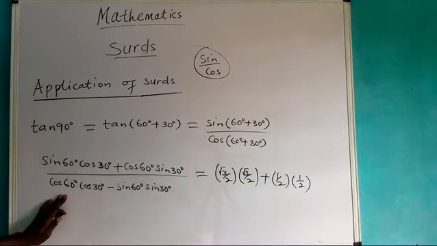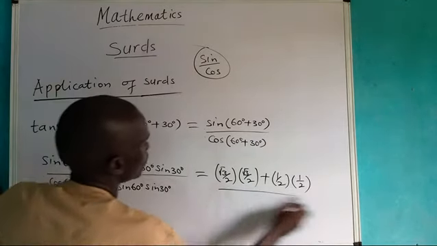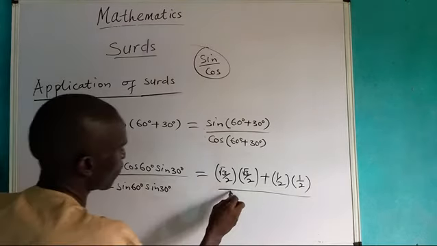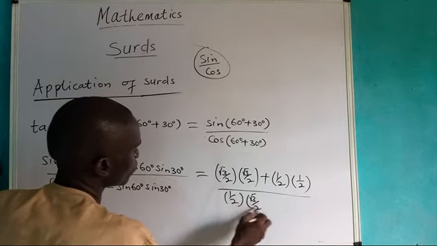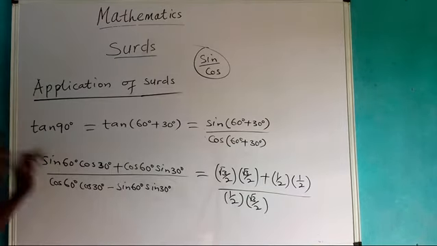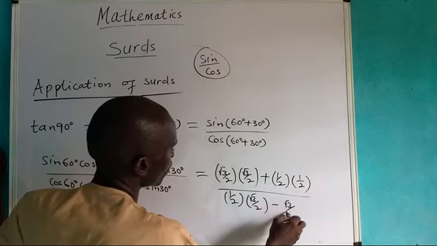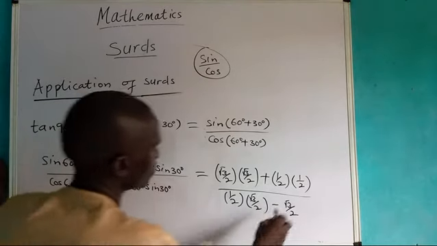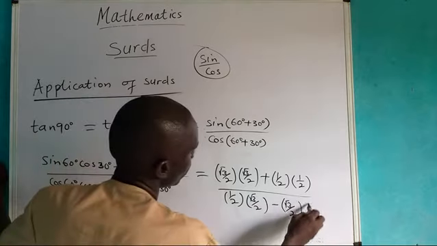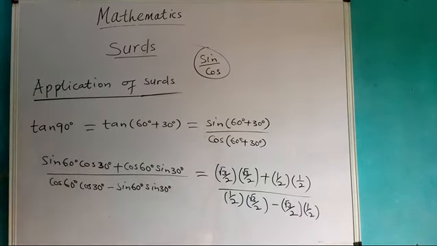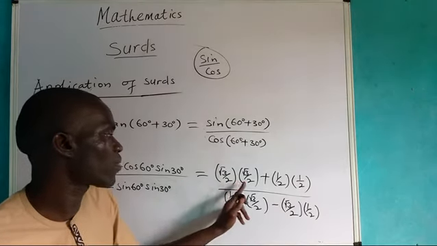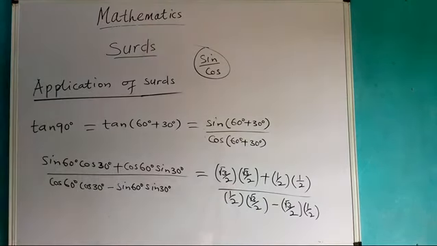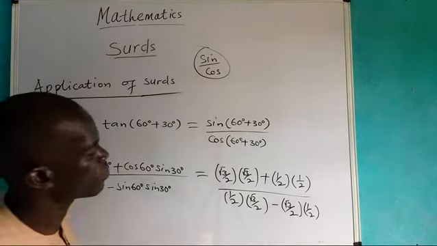Okay, we want to still continue. For the one of cos 60 degree, we have 1 over 2. Cos 30 degree is √3 over 2. While for this one, we have sine 60 degree, which simply means √3 over 2, while sine 30 degree is 1 over 2. Okay, we can still proceed. For this one, we have √3 times √3, which is √9. √9 is 3, because 9 is a perfect square. Therefore, I will now have 3 over 4, because 2 times 2 gives me 4.